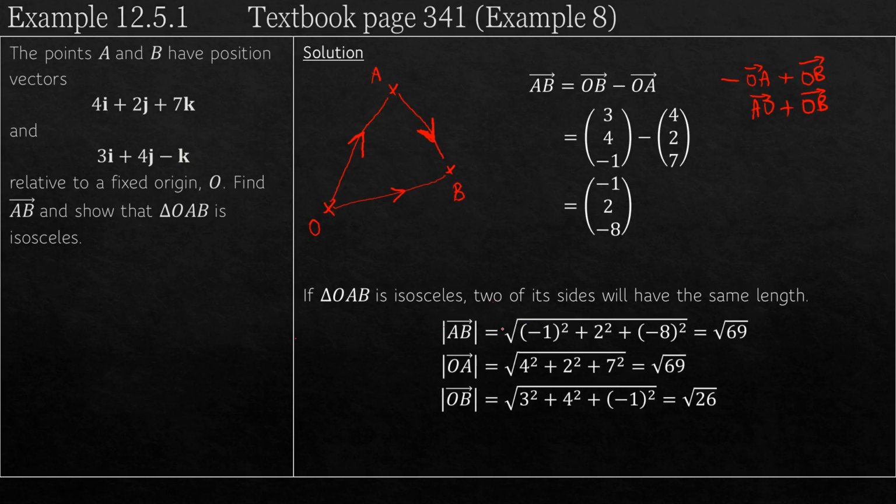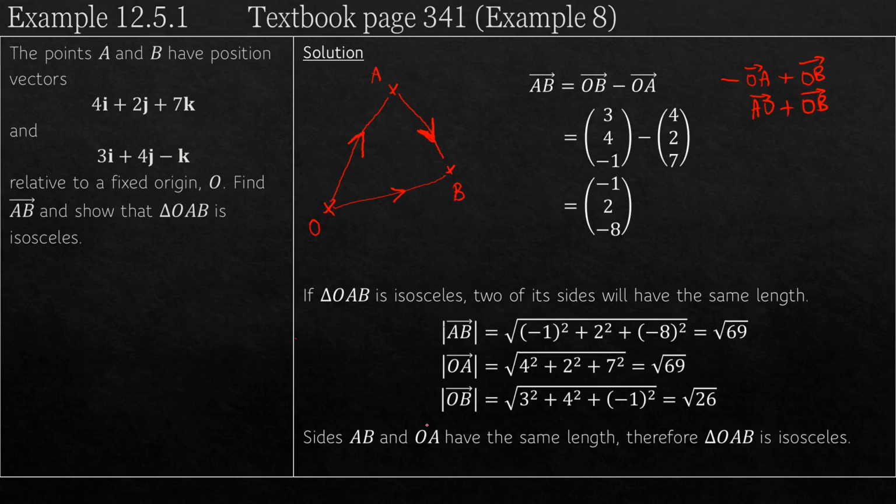So here we go, using 3D Pythagoras, the length of AB, make sure you square -1, important brackets here, plus the square of 2 plus the square of -8. Do a similar thing with the vector OA, which tells us how long the side OA is, and also how long the side OB is. And we see two of them are the same. So sides AB and OA.